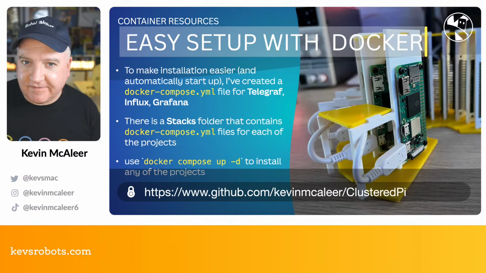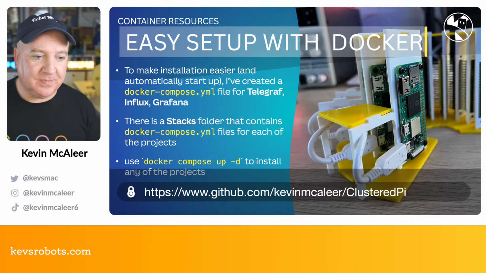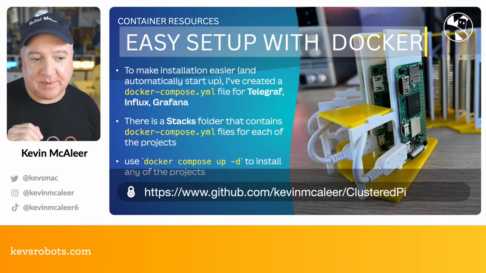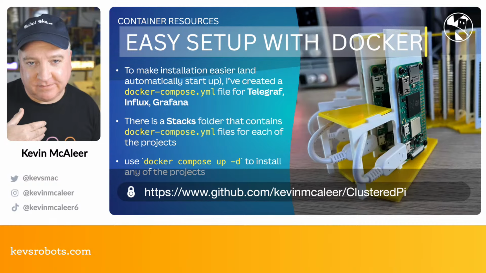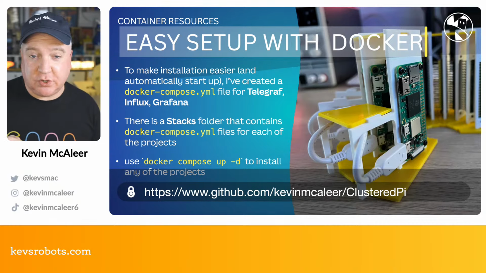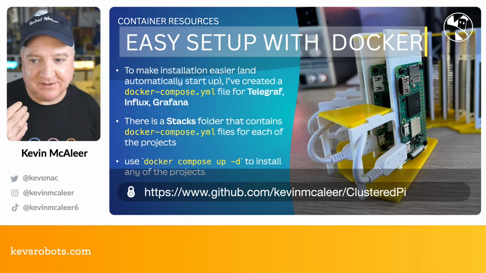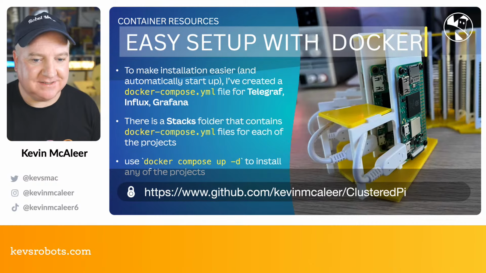So I put quite a lot of effort into creating an entire catalog of these compose files, as it calls it, Docker Compose. And I've got one for Telegraf, one for Influx, and one for Grafana. I'll show you how quickly we can set those up too. So there's a stacks folder in clustered Pi. If you go into there, you'll find folders with names of all the different applications that are in there. And simply all you do is you go into that folder, you type docker compose up -d, and what that will do is bring up the container. It'll download any dependencies, any packages and so on, and you'll be up and running in minutes. So really, really good.